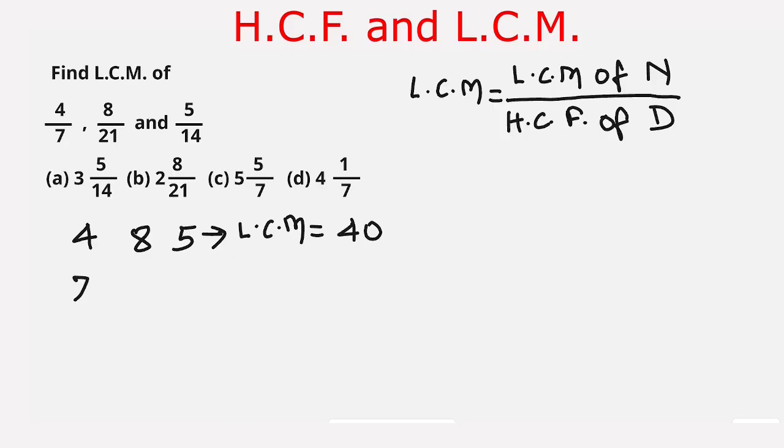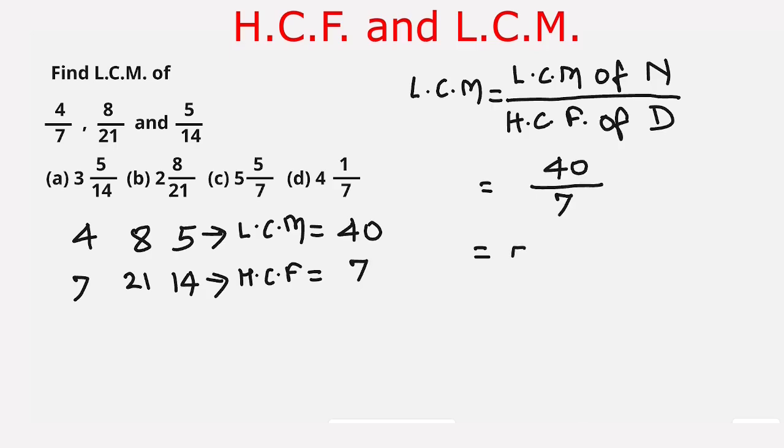And we have to find the H.C.F of 7, 21 and 14. All are multiples of 7 and 7 is the smallest number. So H.C.F of 7, 14 and 21 is 7. Now we can put the values. LCM of numerator is 40 and H.C.F of denominator is 7. And this is 40 upon 7, which is 5 whole and 5 upon 7. And from the given options, our answer is option C, 5 whole and 5 upon 7.